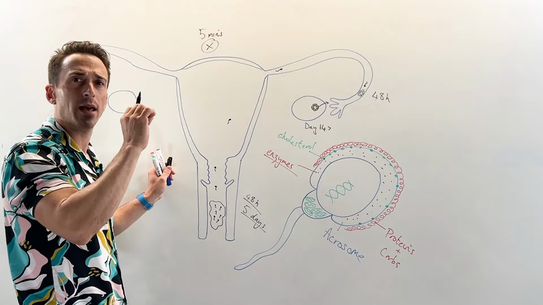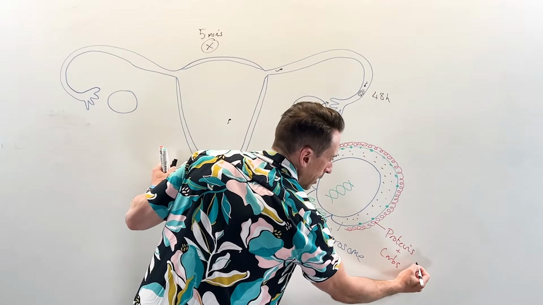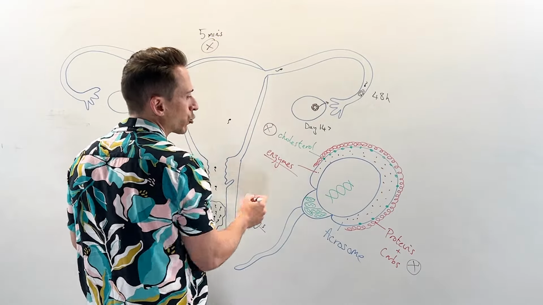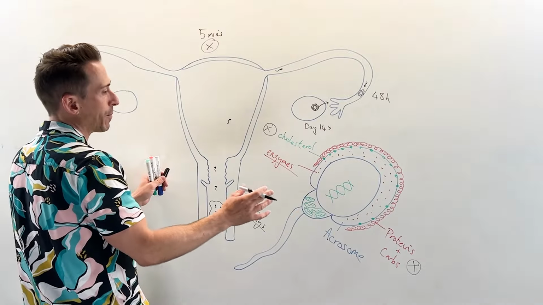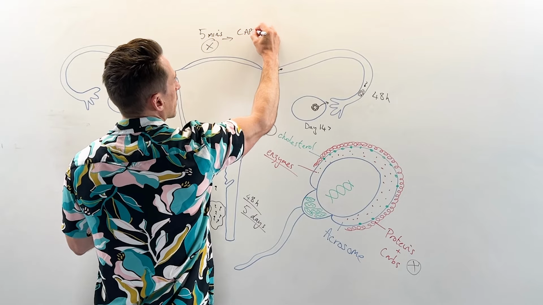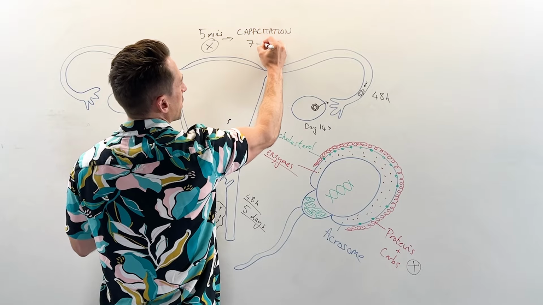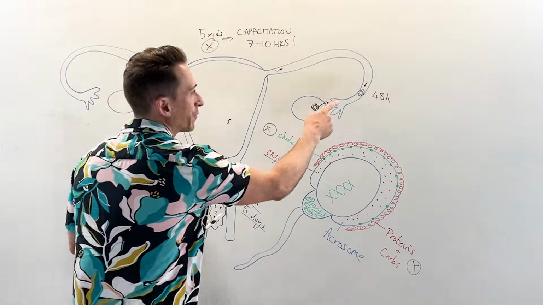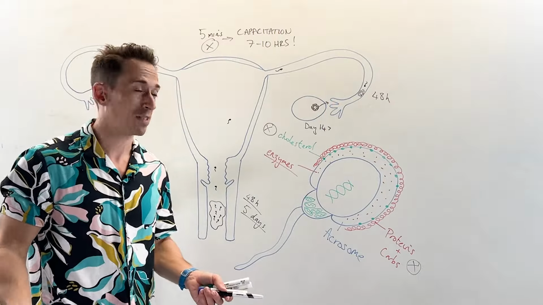This is where we now talk about capacitation. Capacitation is the cleaning. We need to get rid of these proteins and carbs, and we need to get rid of this cholesterol. That's capacitation. It needs to be cleaned. And this process of capacitation takes 7 to 10 hours. So even if the sperm gets there in 5 minutes, it still needs 7 to 10 hours to clean its head. It's basically cleaning its head.